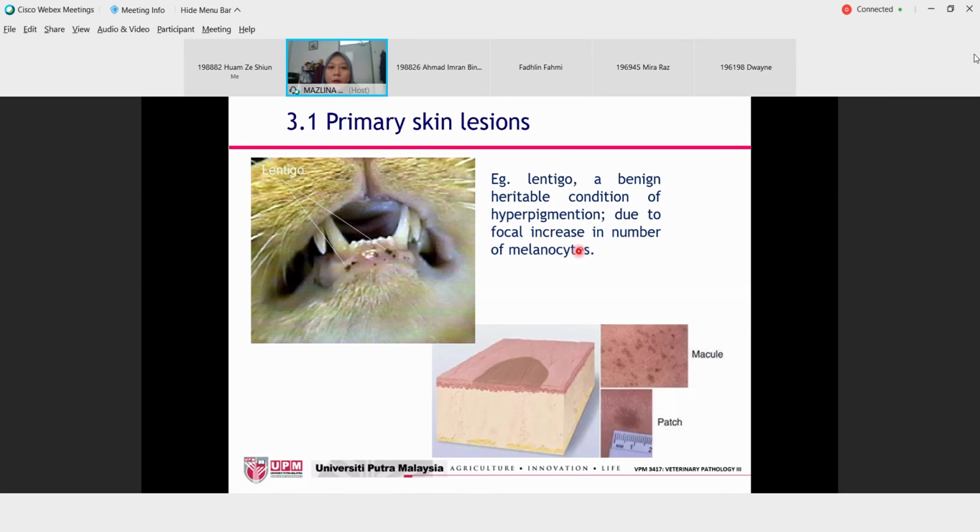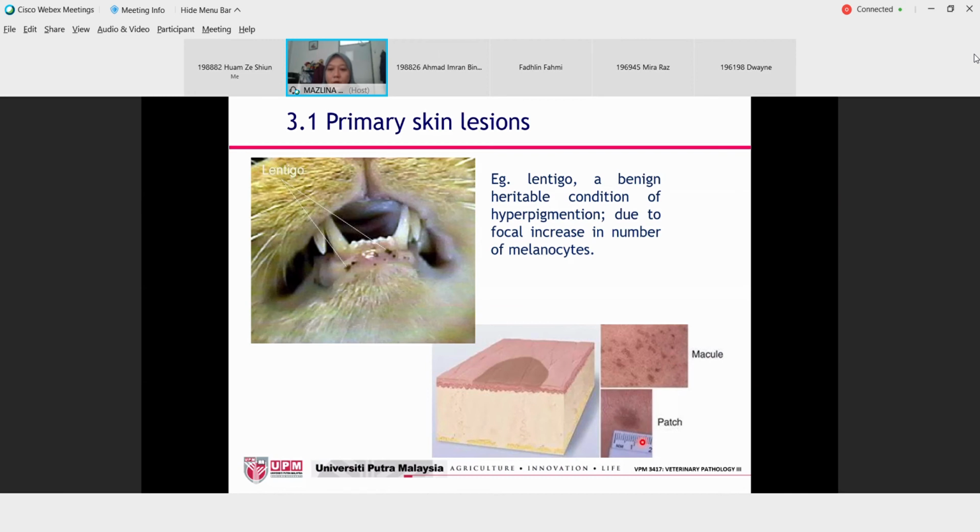Okay, so I hope you can see the dark blackish spots there. These are called lentigo. You cannot palpate it, you can just see. It's flat, there's clear demarcation. You can see the borders of the dark colored spots on the mucocutaneous junction or even the lips. Again, macule is small, patch is when it's more than 1 cm.